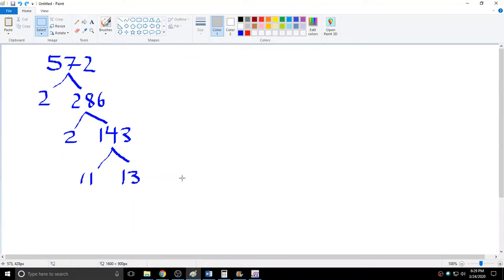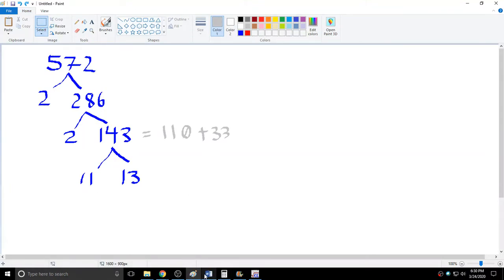The best way to realize that 143 is actually divisible by 11 is to realize that 143 is simply 110 plus 33. 110 is divisible by 11, 33 is divisible by 11, so the number 110 plus 33, 143, is divisible by 11. So when you divide 143 by 11, you get 13.